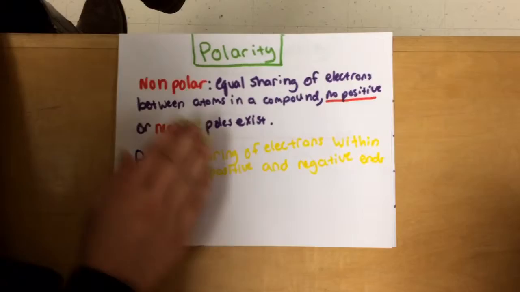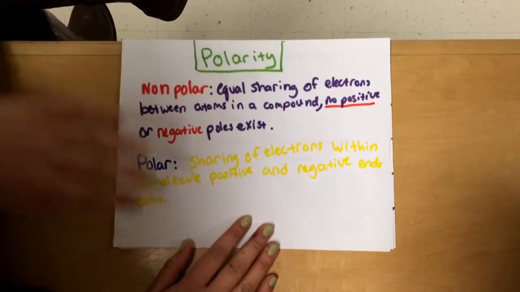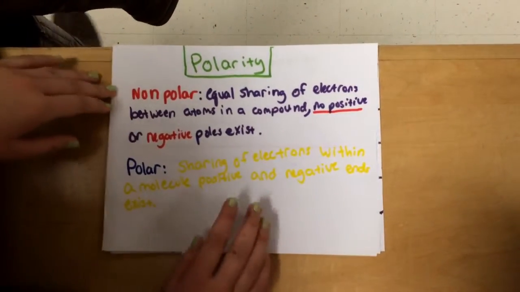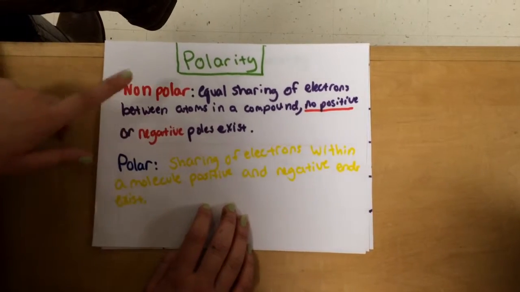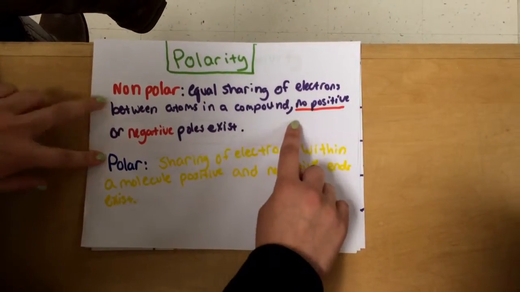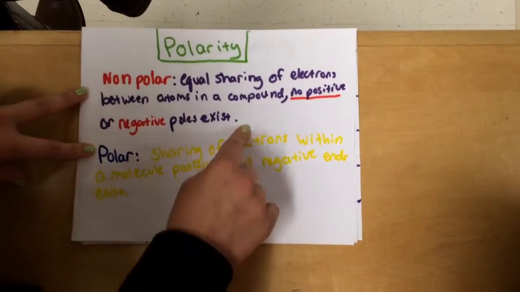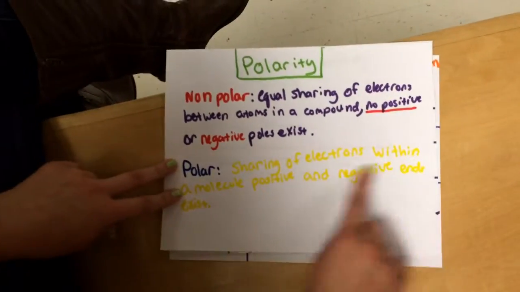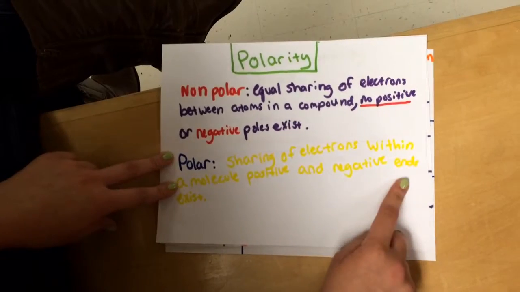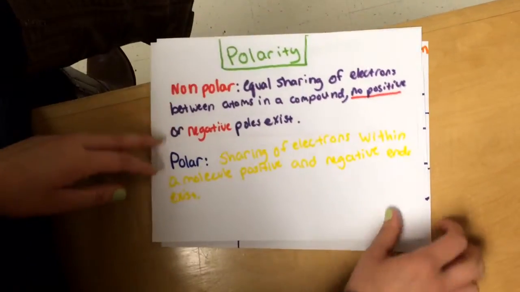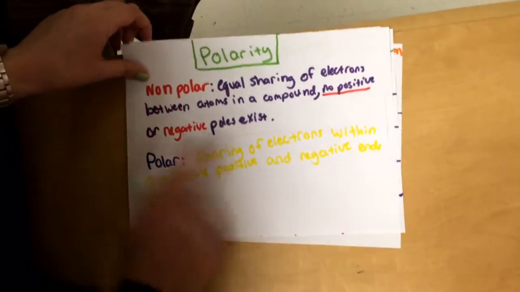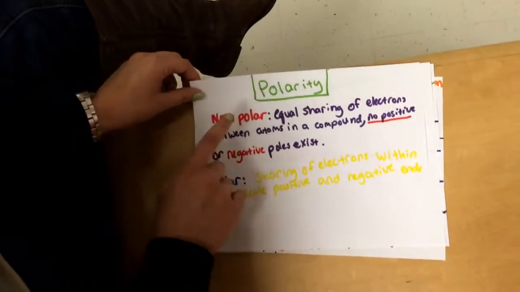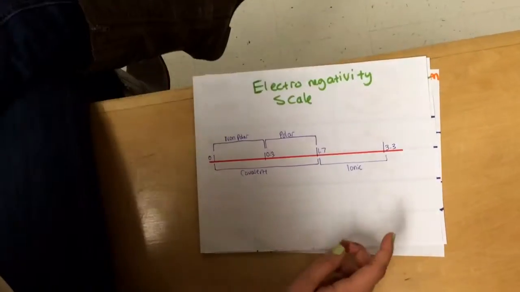Now, polarity. So we have nonpolar and we have polar. Nonpolar is the equal sharing of electrons between atoms in a compound where no positive or negative poles exist. With polar, it's the sharing of electrons within a molecule. Positive and negative ends exist. So that's the difference between these 2. The positive and negative ends exist, whereas these ones don't in nonpolar.